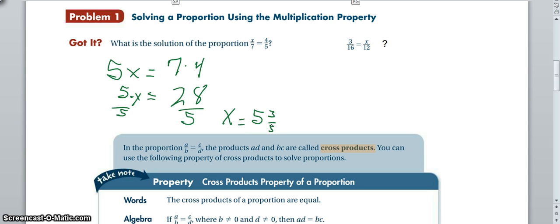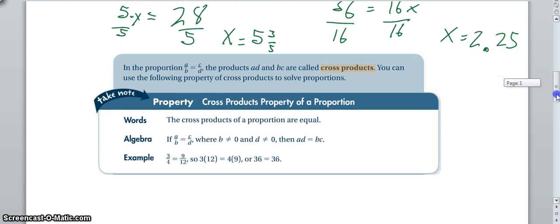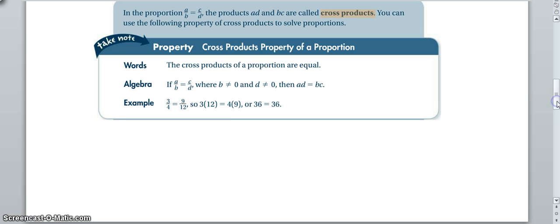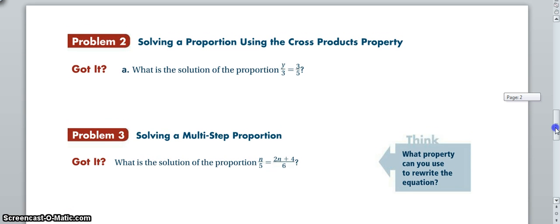Try the other one on your own, the 3/16 equal to x over 12. If you did that one on your own, you would have taken the cross product of 3 times 12 and 16 times x, set them equal to each other, and then you get 36 equal to 16x. Because this is multiplied, you divide, and you get 2.25 for your answer. Exactly 2.25. This property always holds true as long as neither of them is 0. We obviously know that we cannot divide by 0.